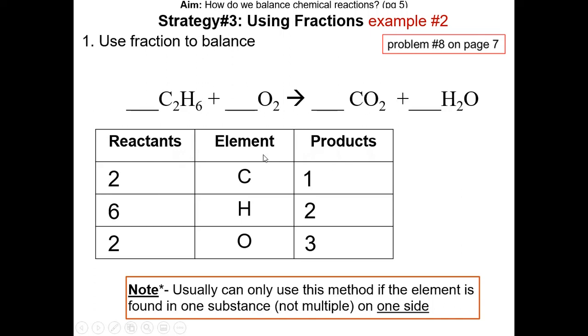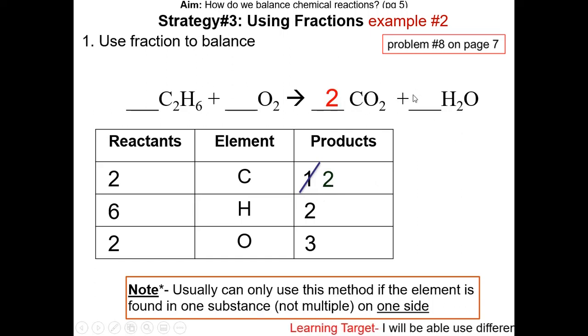So we don't have to use the fraction method yet because we can still balance it. You only want to use the fraction method when you're only dealing with prime numbers and you have no other way. So we can balance the carbons first. We have to multiply the number of carbons on the product side by 2. So we put a 2 in front of CO2. So now we have 2 carbons.